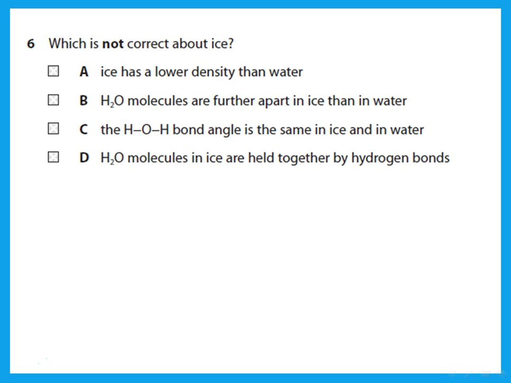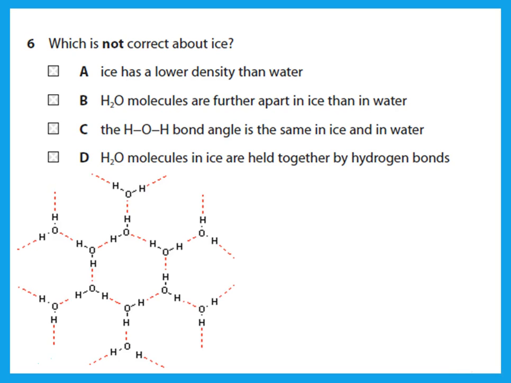Which is not correct about ice. So let us think about ice. What is ice? Ice is actually water, of course, in the solid state. And we said when water forms a solid state, this is the only substance that when it forms a solid, it has a lower density. All the solids are usually higher density than its liquid, and the liquid is higher density than the gas. But when water solidifies, there are hydrogen bonds that keep the molecules away from each other. So actually ice has a lower density than water, so that is correct.